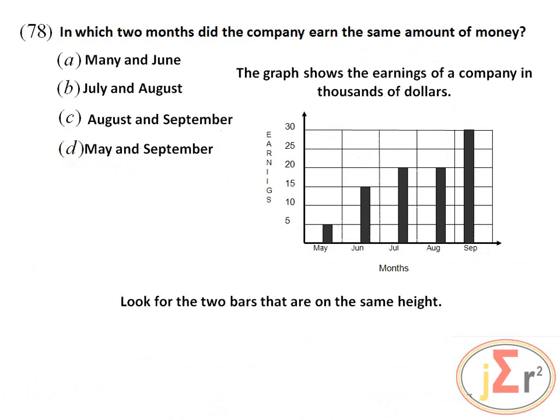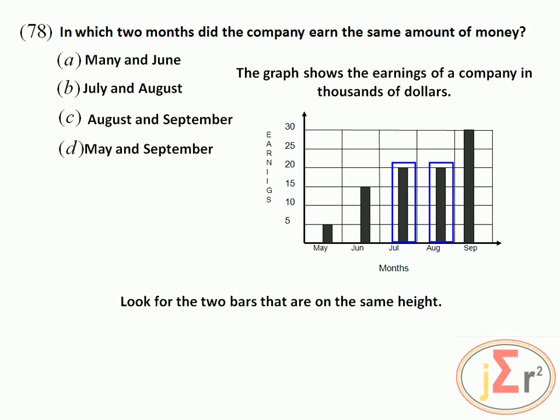Now, the graph shows the earnings of a company in thousands of dollars. That's what the graph is doing. So, in which 2 months did the company earn the same amount of money? So let's go again. In which 2 months did the company earn the same amount of money? Which 2 months? Right, Jerry? That's July and August.